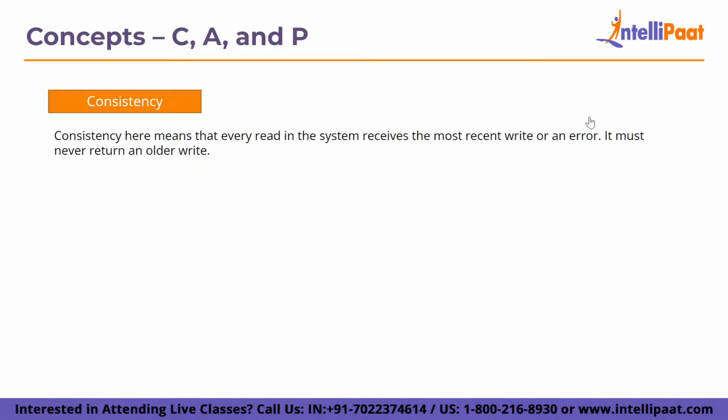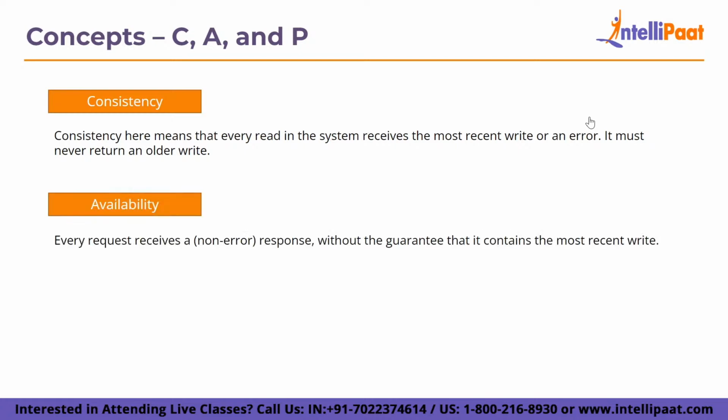Now let us see what consistency here means. Consistency means that every read in the system receives the most recent write or an error. It must never return an older write. Now A stands for availability. Availability in this context means that every request receives a non-error response without the guarantee that it contains the most recent write. So even if it returns the wrong result, it will still respond with something to the user.